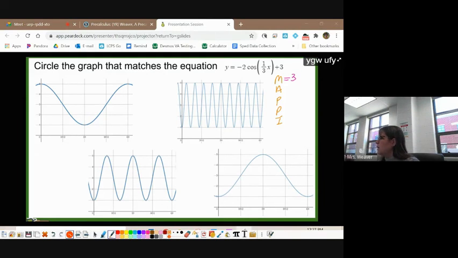The midline's at 3. So if I go look, is 3 the middle of my graph? It is for that one. It is for that one. And it is for that one. Okay, that didn't help us eliminate any answer choices.